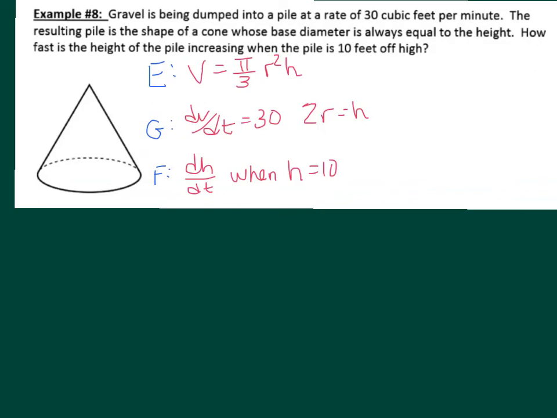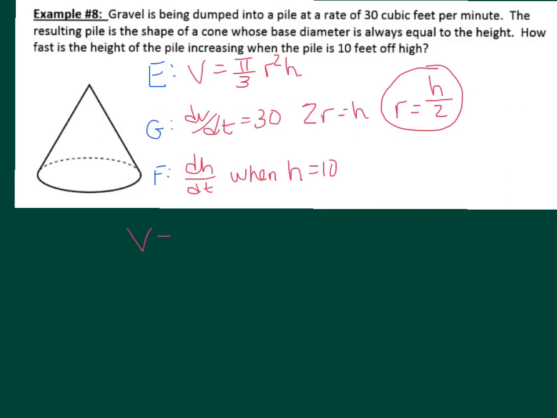All right, so 1/3 pi r squared h, or pi over 3 r squared h, is our volume equation. We know dv dt to be 30, and we know that the diameter of the base is always equal to the height. So I actually wrote that as 2r equals h, because I know that I have an issue with r in this equation if I'm only looking for dh dt. So that means that r is equal to h over 2. So that's going to be my substitution I'm going to use in this problem. Don't need similar triangles this time. Looking for dh dt when h is equal to 10.